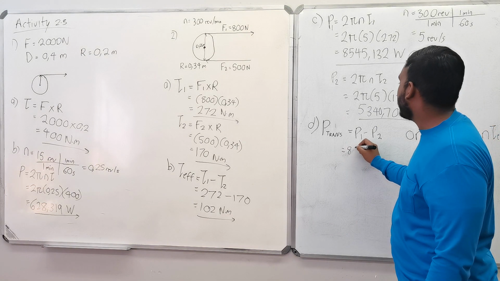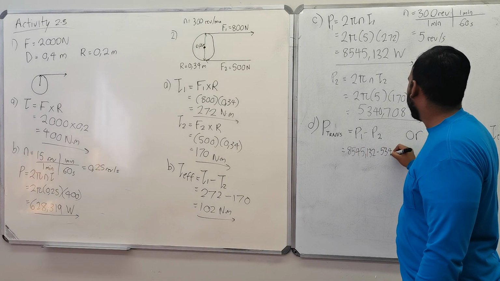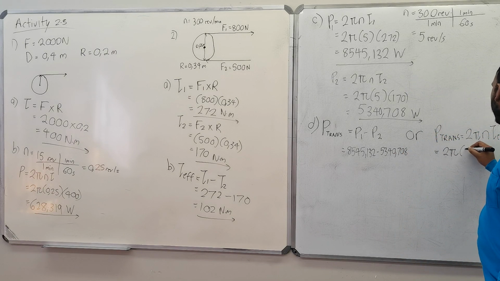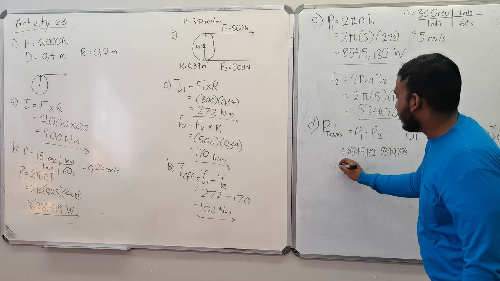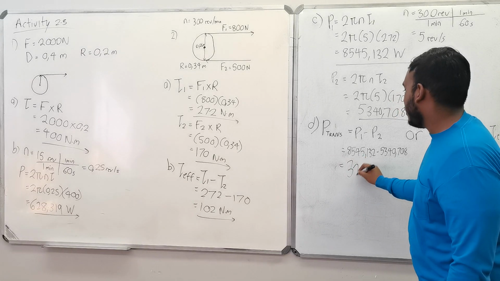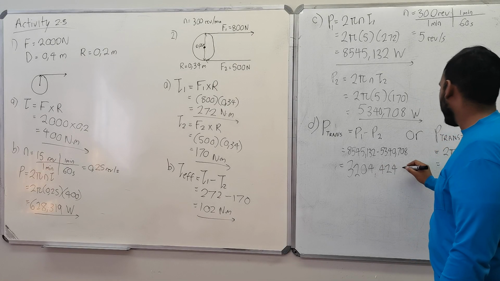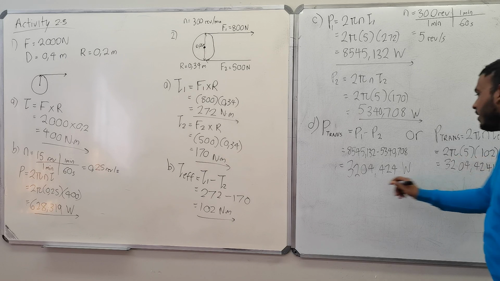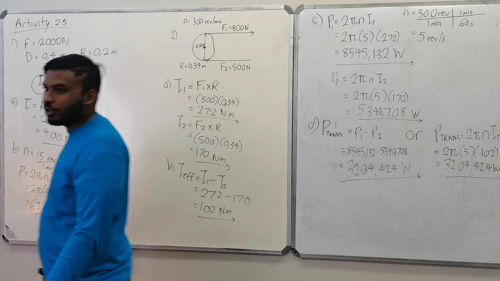This one here would be 8545.132 minus 5340.708. This is equal to 2 pi 5 times 102. So tell me an answer you get for both. 3204.424 watts with this one. Say 3204.424 watts. Everybody understand? Any issues?